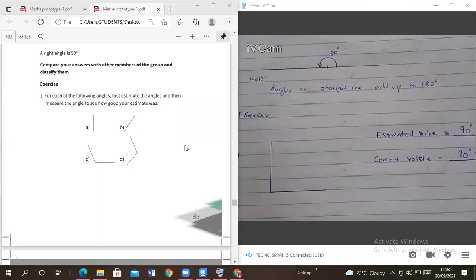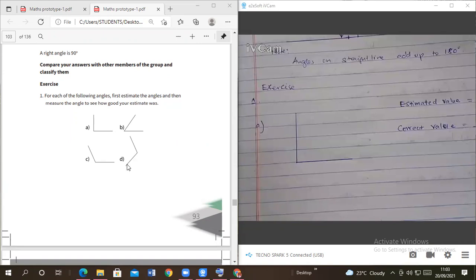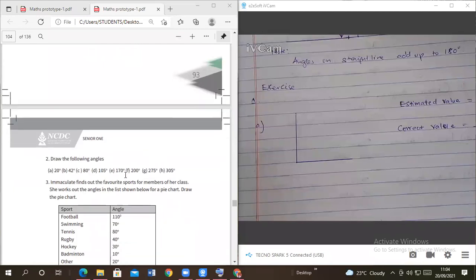So now, I'm going to do for you part D. Are we together? Then you do the rest. Then also number 2, I want you to draw for me these angles: 20, 42, 80, 105. Are we together? Yes. Using a protractor, you draw for me those angles.